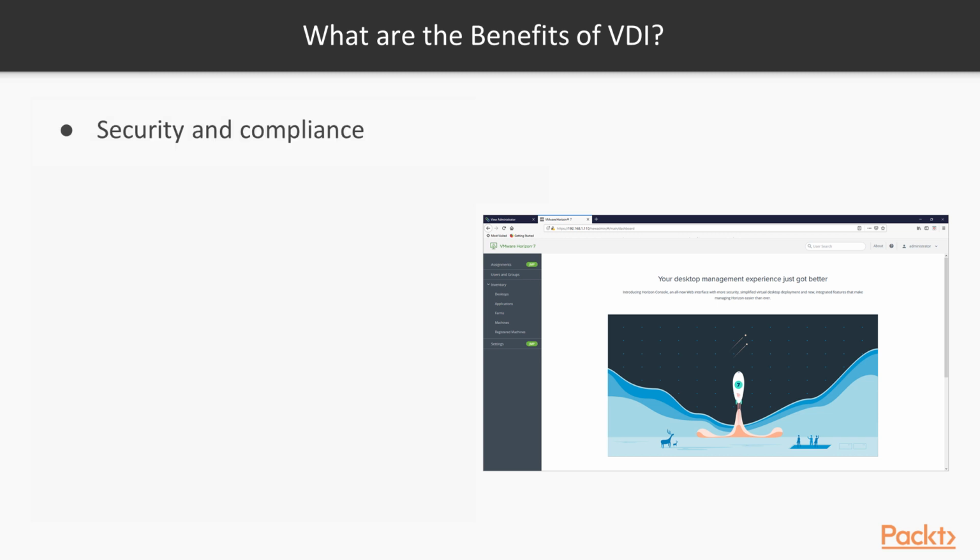So the first one's around security and compliance. As we've said, no data actually leaves the data center, unless of course the IT department have a specific policy to allow it, such as connecting a USB drive. All that gets transmitted to the client devices are screenshots, and the only data that comes back are the keystrokes and the mouse strokes.